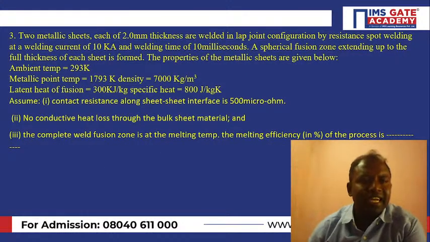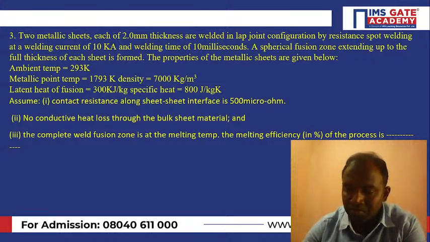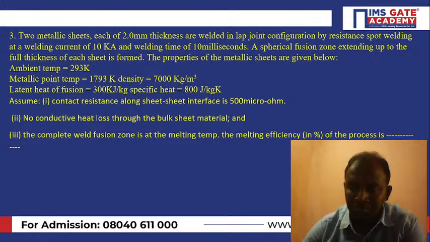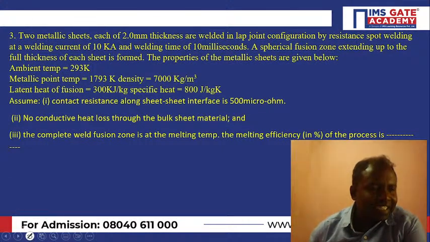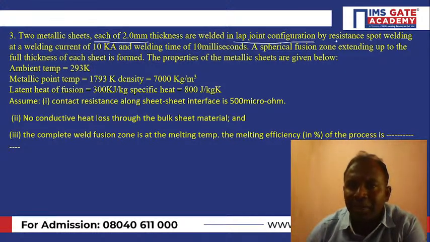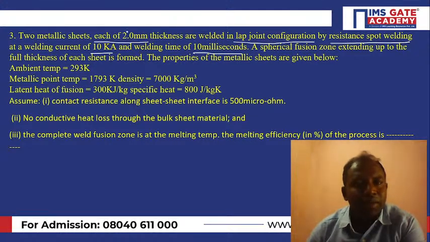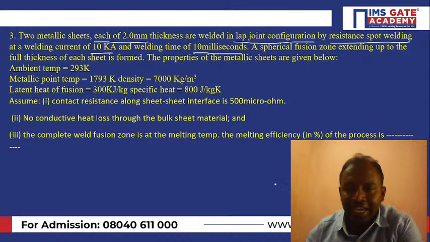Next, there is another question, on welding. I will just read the problem. Two metallic sheets, each of 2 mm thickness, are welded in a lap joint configuration by resistance spot welding, at a welding current of 10 kiloamperes and a welding time of 10 milliseconds. So here, two sheets of 2 mm thickness are welded in a lap joint configuration. Now I have just drawn that.